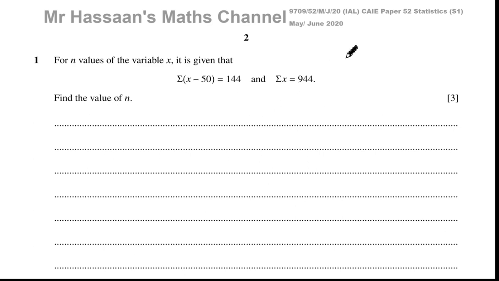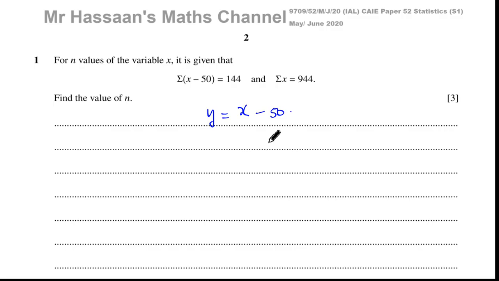So basically what's happened is that each of the x values has been taken, and you've got a new coded value, which is basically 50 taken away from the x value. So this is the coding that has been used to transform the data into the coded value, x minus 50. So every x value has 50 taken away from it. And then those values were added up and they gave you 144. And the sum of the original x values, which were not coded, was 944. Now we have to find the value of n in this case.